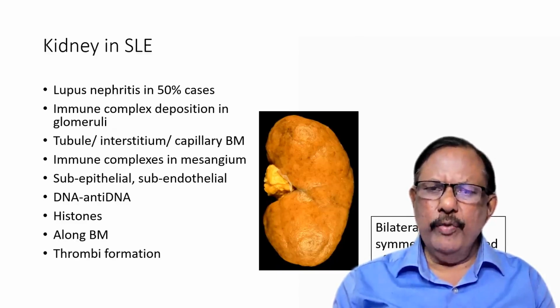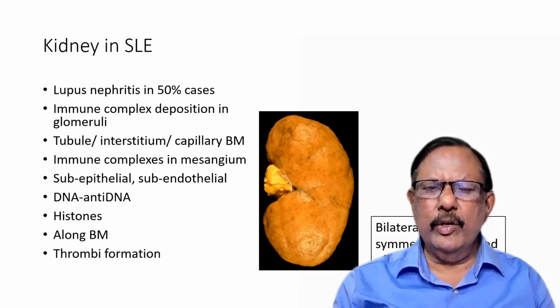And grossly, you find that the kidney is affected bilaterally, symmetrically. It is enlarged initially and later on contracted. There is a flea-bitten kidney that is seen in this picture, thanks to Wikipedia.